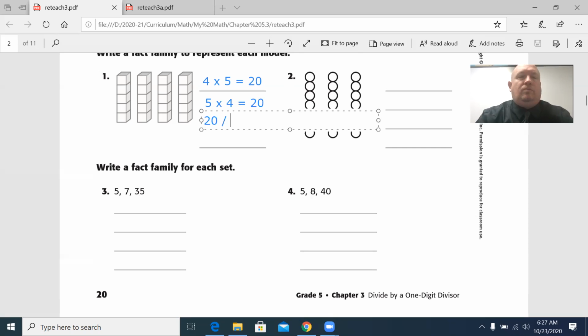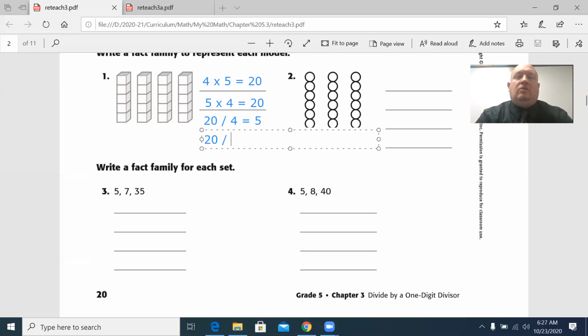So how many groups were there? 1, 2, 3, 4. So 20 divided by 4 equals 5. We have one more part of the family. Again, we start out with the largest number, 20. I'm going to use this for divide. And now what do you think I should put there?